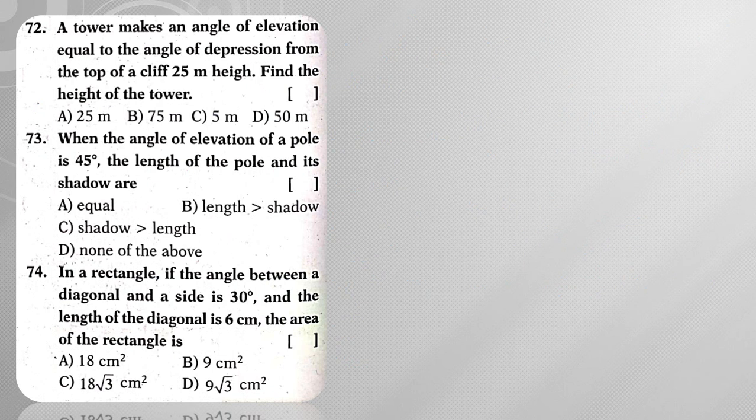Next, a tower makes an angle of elevation equal to angle of depression from the top of a cliff 25 meters high. Find the height of the tower. Right, so the tower makes an angle of elevation equal to angle of depression from the top of a cliff. Now let us see the figure. So how the figure looks.